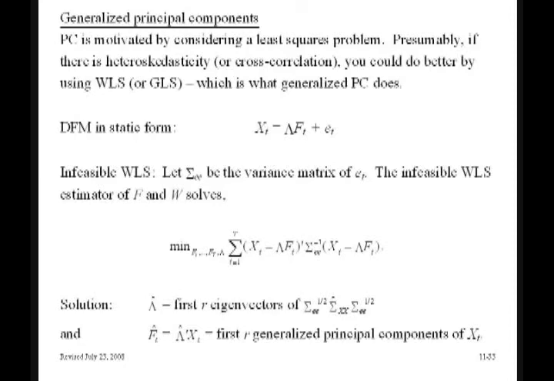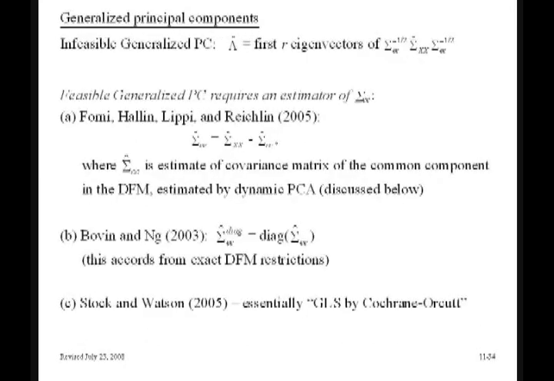And so that's just GLS. And it turns out, you just go through the algebra, this is also an eigenvalue problem. It's a generalized eigenvalue problem. The only difference is that now we're looking at the first R eigenvectors, not of the x's, but of this GLS transformation type thing. And so these are what's called generalized principal components with respect to this weighting matrix.